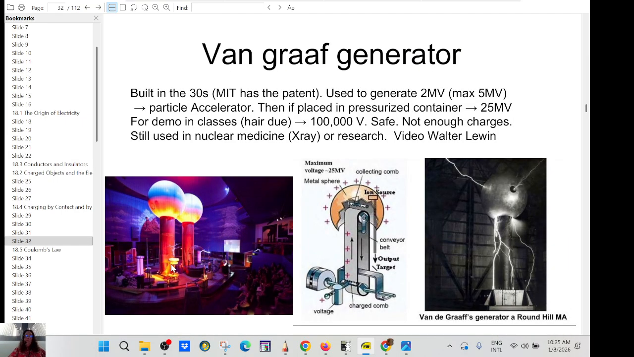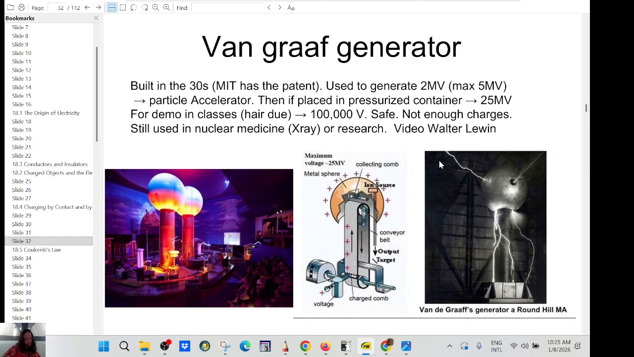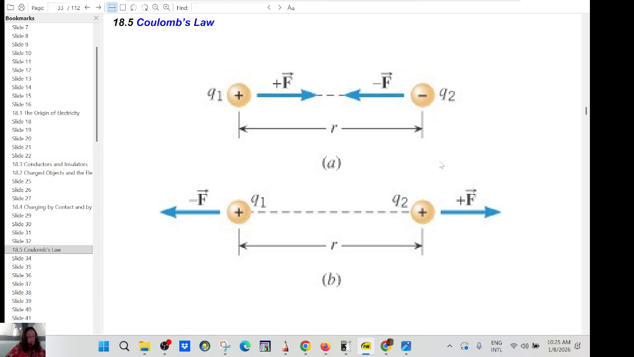Okay? So Van Graaff generator, you have a huge one. You can see them at the Science Museum in Boston. The first one was built at MIT in 1933, and the first ones were used as accelerators to accelerate particles because they can generate a huge voltage. And then it's fun because it can be discharged. In that case, it's going to go through the air. Okay?